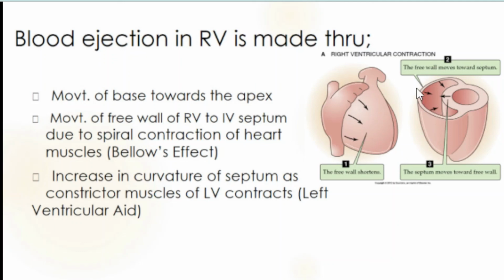Second is the movement of the free wall. Yung free wall, yung lateral wall, no? Movement of the free wall towards the interventricular septum because of the spiral contraction of the heart muscles. Later on, once we go to the physiology, you will see yung spiral arrangement ng muscles in the heart.